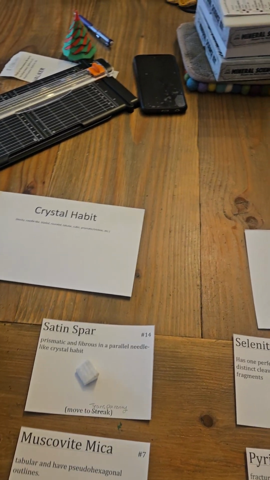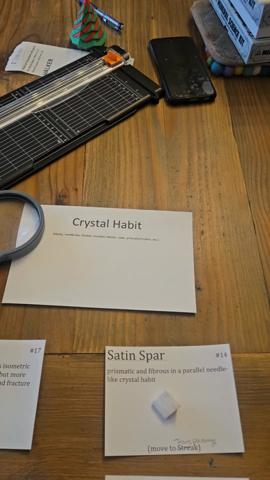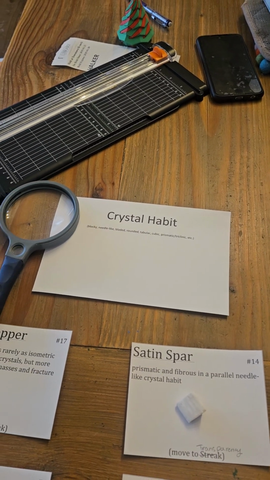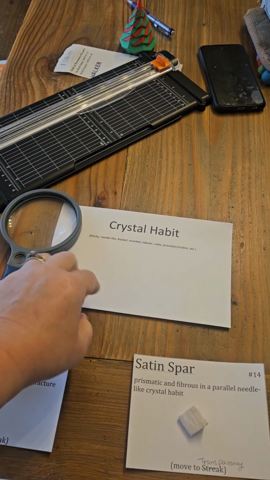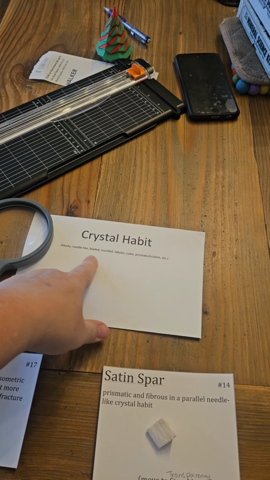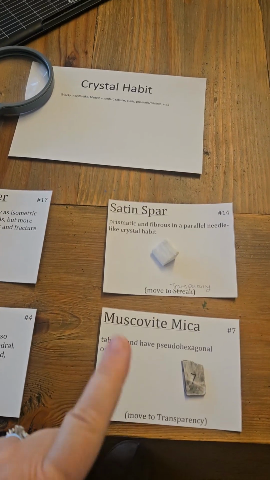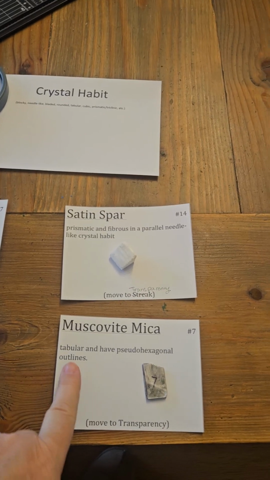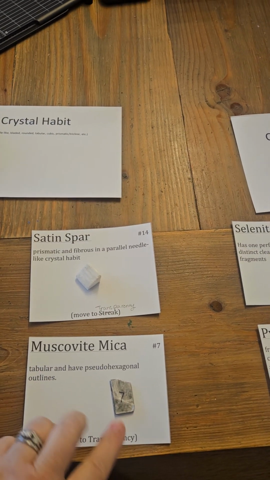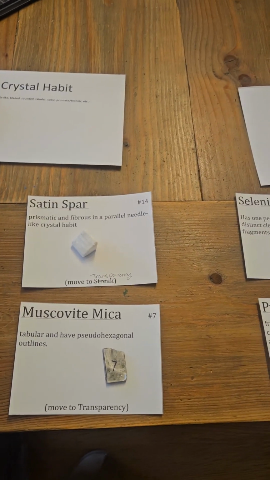The first thing you're going to do is talk about the crystal habits, and you can go ahead and read from the card. There's blocky, needle-like, bladed, and so on. And you'll have the minerals here, and then it tells you what they are. The kids can go ahead and pick those up and look at them.